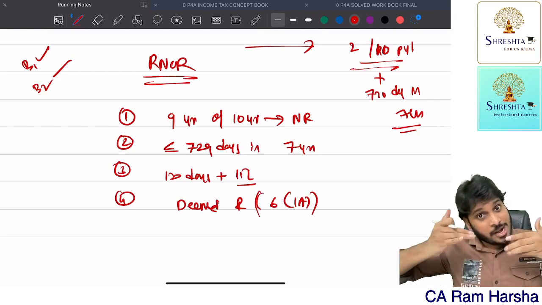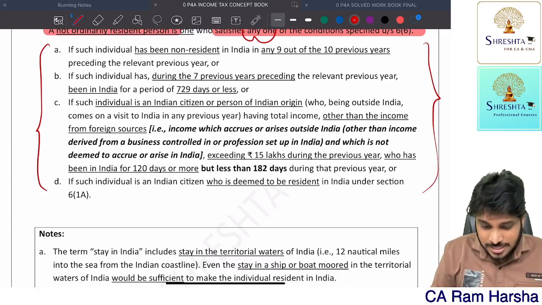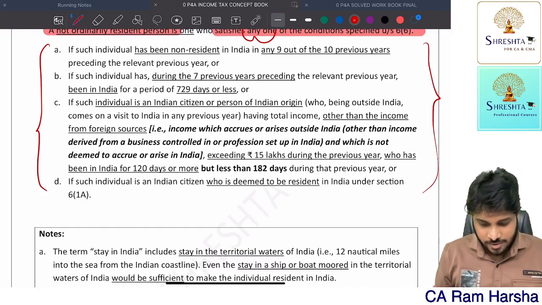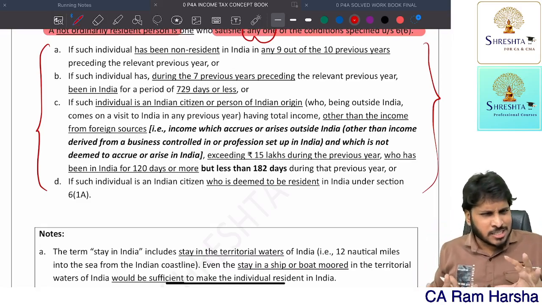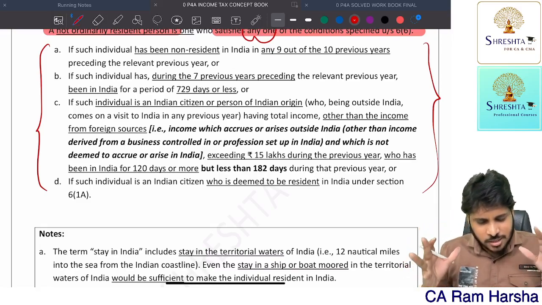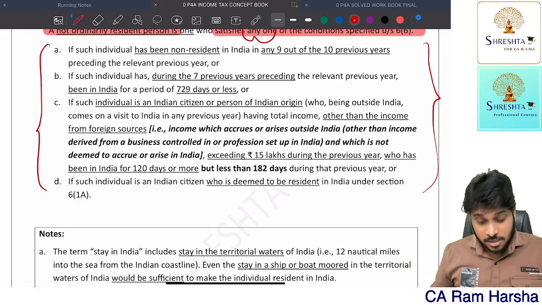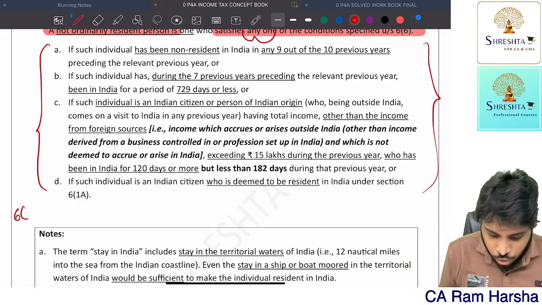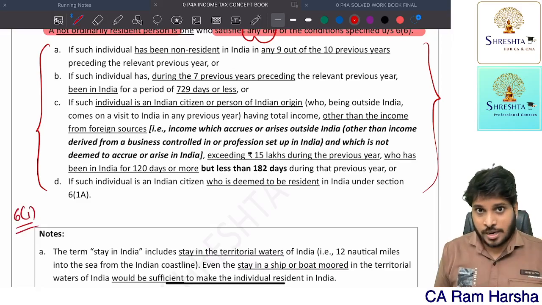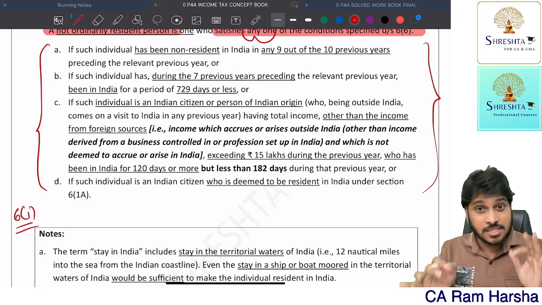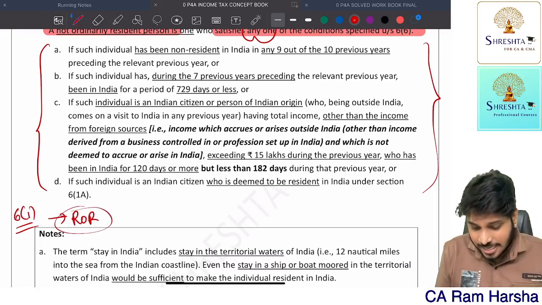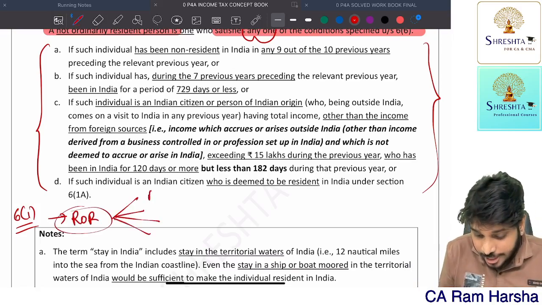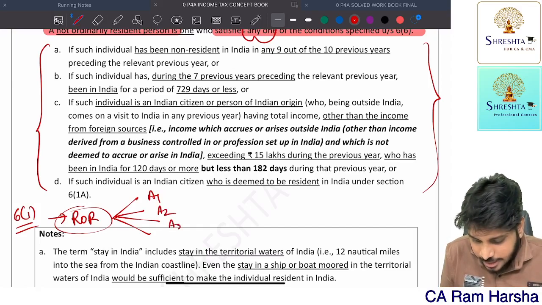This can be framed in a different way. Whatever this provision is, I can frame it differently. I can say there are four additional conditions. We discussed two additional ones; let us classify this as four. A person who became a resident under Section 6 clause 1 will become resident and ordinarily resident if he is satisfying four additional conditions: A1, A2, A3, A4.